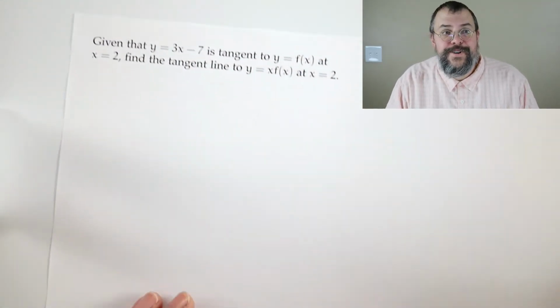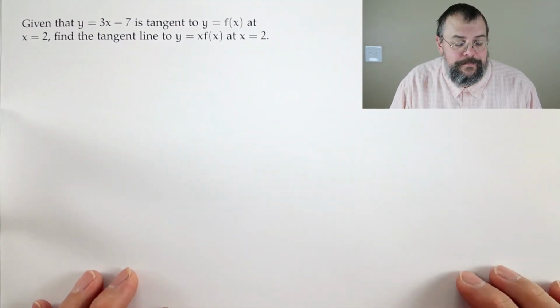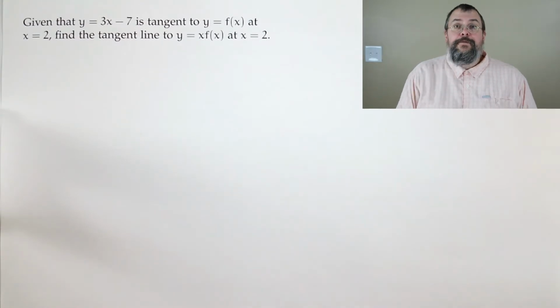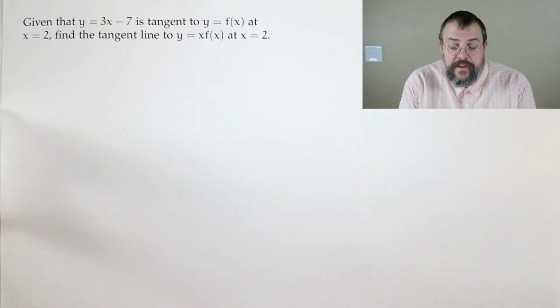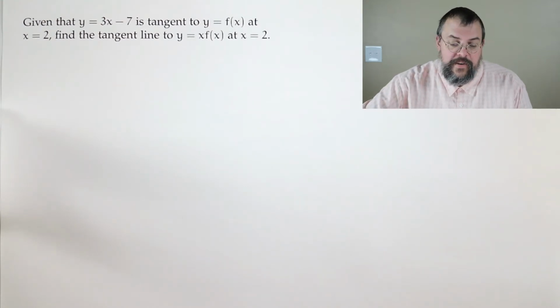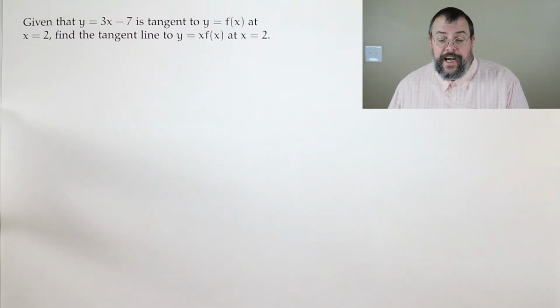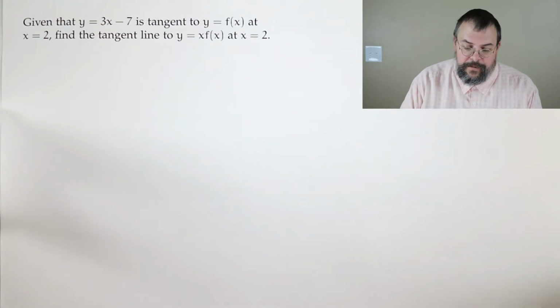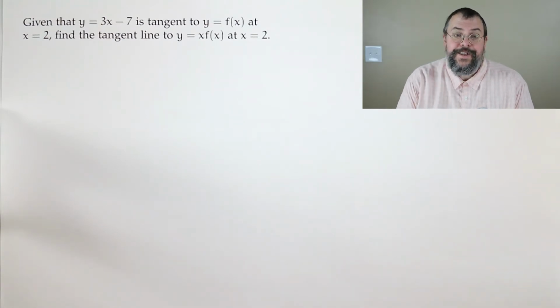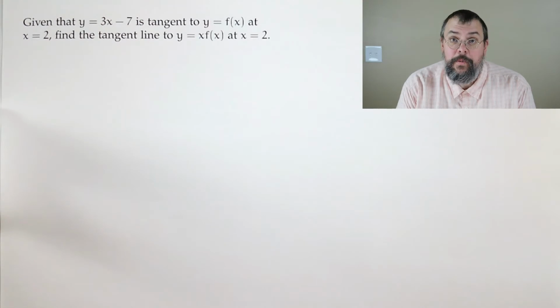All right. Let's do the following. Given that y equals 3x minus 7 is tangent to y equals f of x at x equals 2, find the tangent line to y equals x times f of x at x equals 2. Okay, so we've got to start sort of decoding what's going on here.